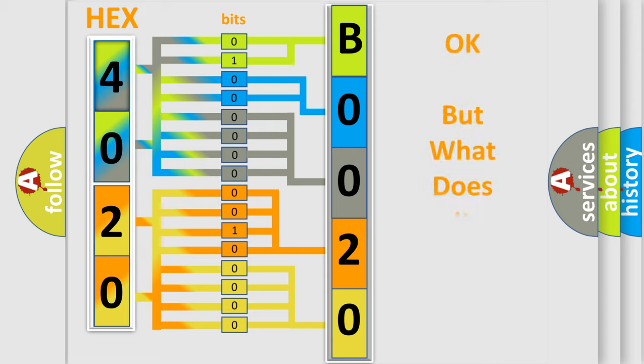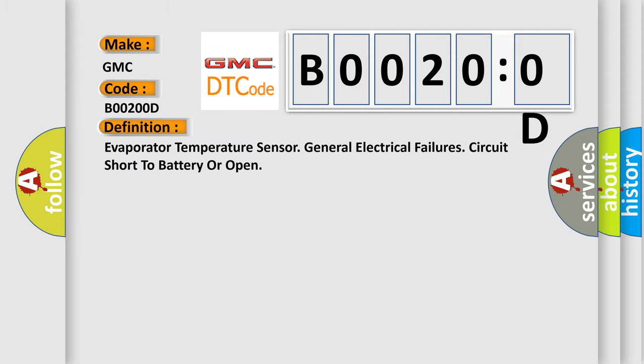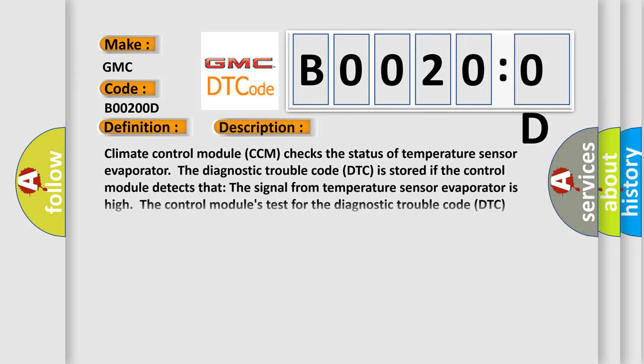The number itself does not make sense to us if we cannot assign information about what it actually expresses. So, what does the diagnostic trouble code B0020-0D specifically interpret for GMC car manufacturers? The basic definition is evaporator temperature sensor general electrical failures, circuit short to battery or open. And now this is a short description of this DTC code.